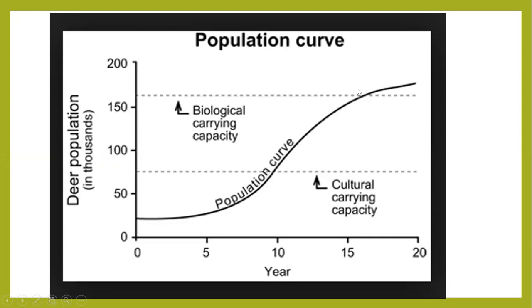Because remember, this biological carrying capacity would have been lower, naturally speaking, when there were bears and when there were mountain lions and when there were bobcats much more prevalently in this area. And so that biological carrying capacity is unnaturally high because these population limiting factors have disappeared out of our environment.